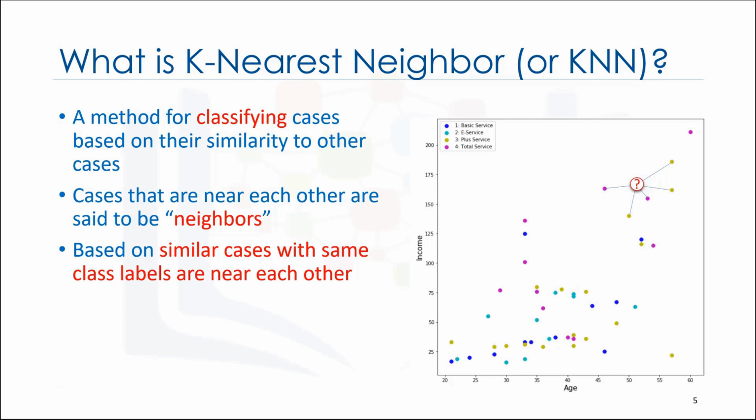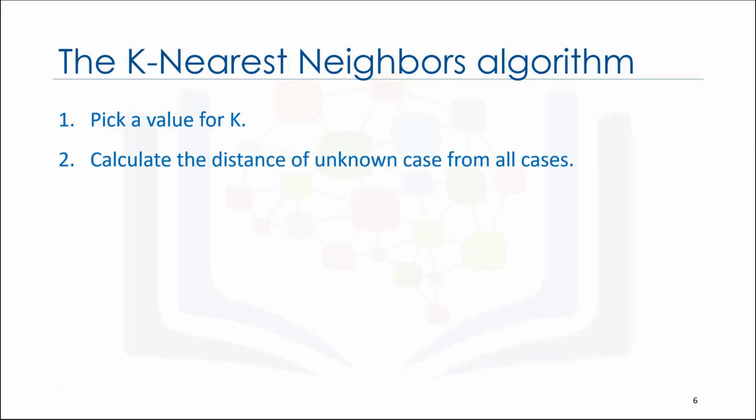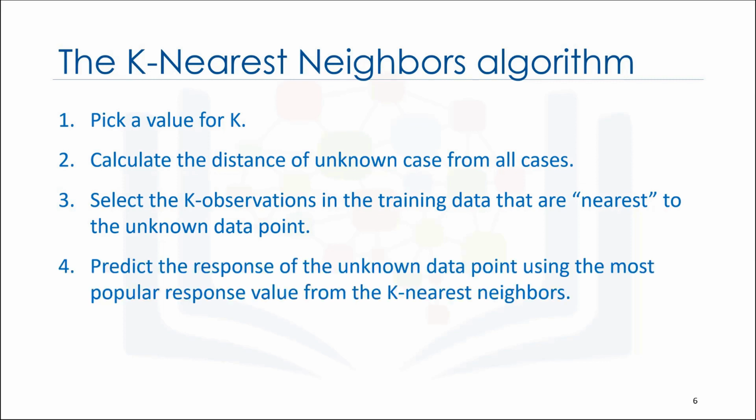Now, let's see how the K-Nearest Neighbors algorithm actually works. In a classification problem, the K-Nearest Neighbors algorithm works as follows. 1. Pick a value for k. 2. Calculate the distance from the new case held out from each of the cases in the dataset. 3. Search for the k observations in the training data that are nearest to the measurements of the unknown data point. And 4. Predict the response of the unknown data point using the most popular response value from the K-Nearest Neighbors.